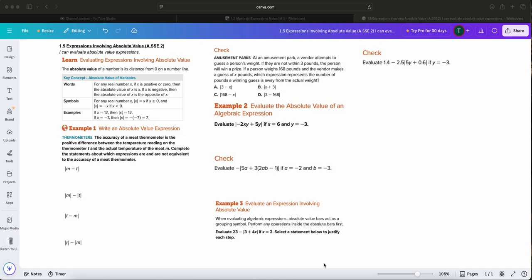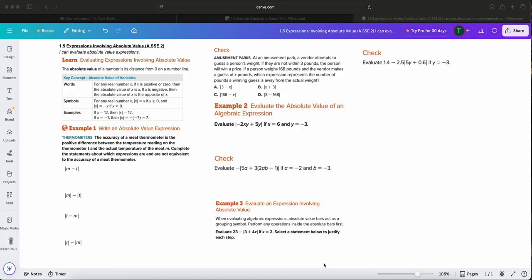Over 1.5, expressions involving absolute value. So this is a shorter section. Here it says I can evaluate absolute value expressions. The absolute value of a number is its distance from zero on a number line. So they show the key concept in words, symbols, and examples.